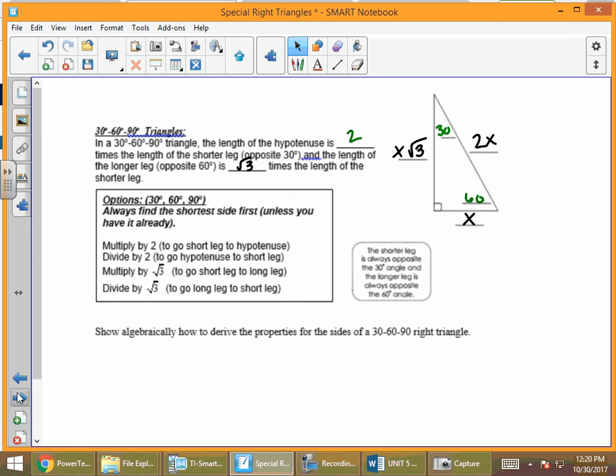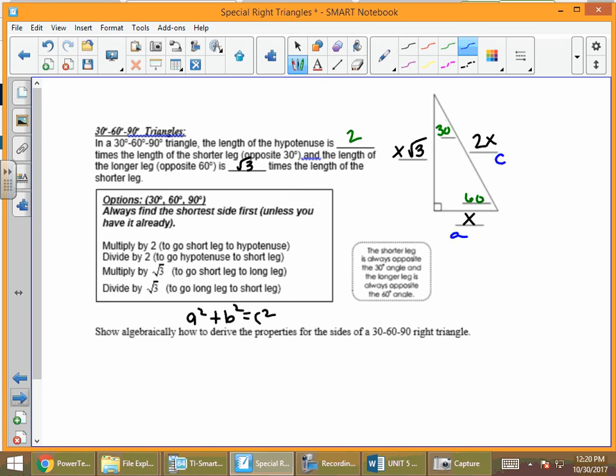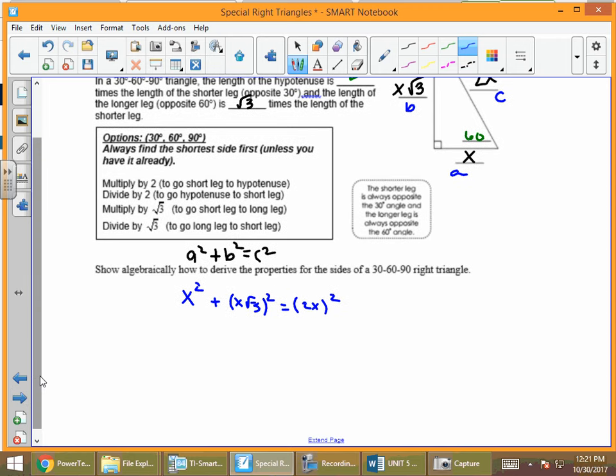Again, algebraically, to show that this works, we're just going to plug it into the Pythagorean theorem. Which leg are we going to label with our C? Which one's our hypotenuse? 2x. Does it matter which one's your A or which one's your B? Nope. I would say A. So we plug it in, we get x squared plus x radical 3 squared is equal to 2x squared. X squared is just going to stay x squared. We can't do anything with that.